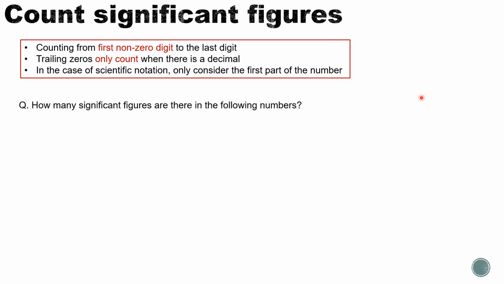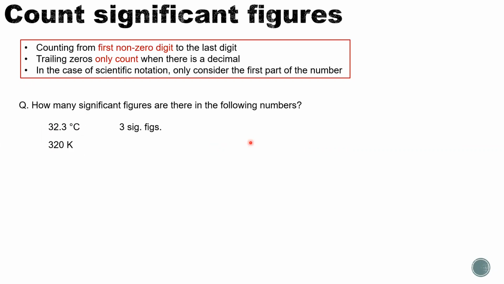Let's take a look at a few examples. How many significant figures are there in the following numbers? 32.3 degrees Celsius. There are three significant figures. We start to count from the first non-zero digit, 3, and then 3, 2, 3. There are three significant figures.